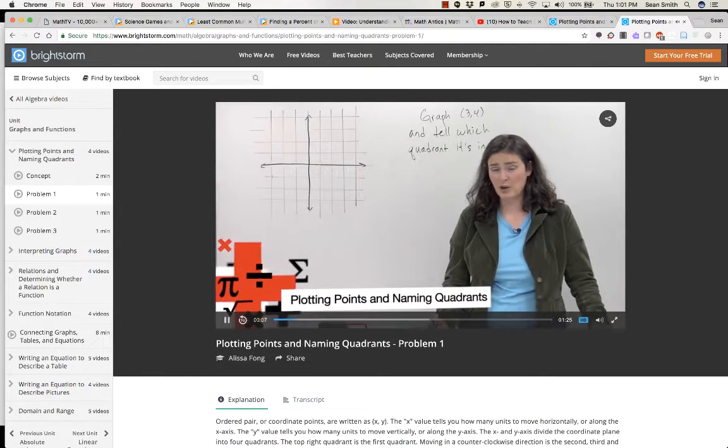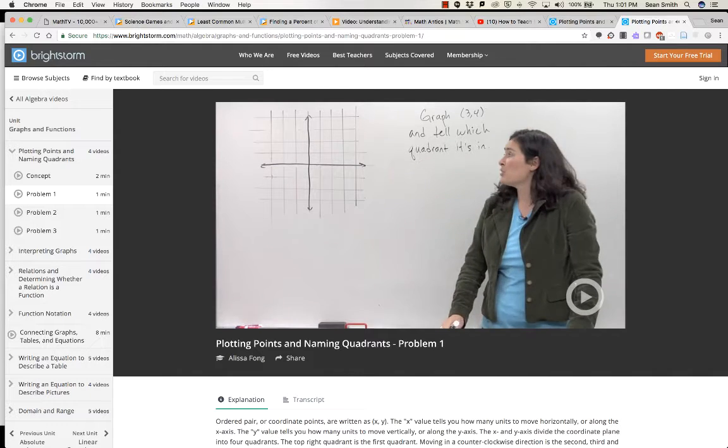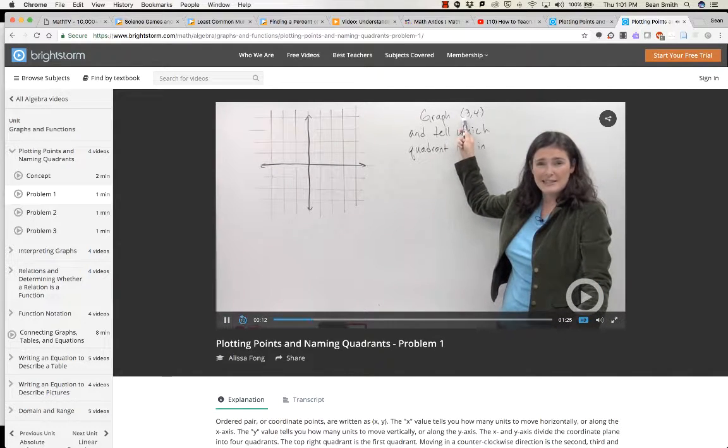Rectangular coordinate system, which is this one. It's really important that you guys remember which one's the side to side.